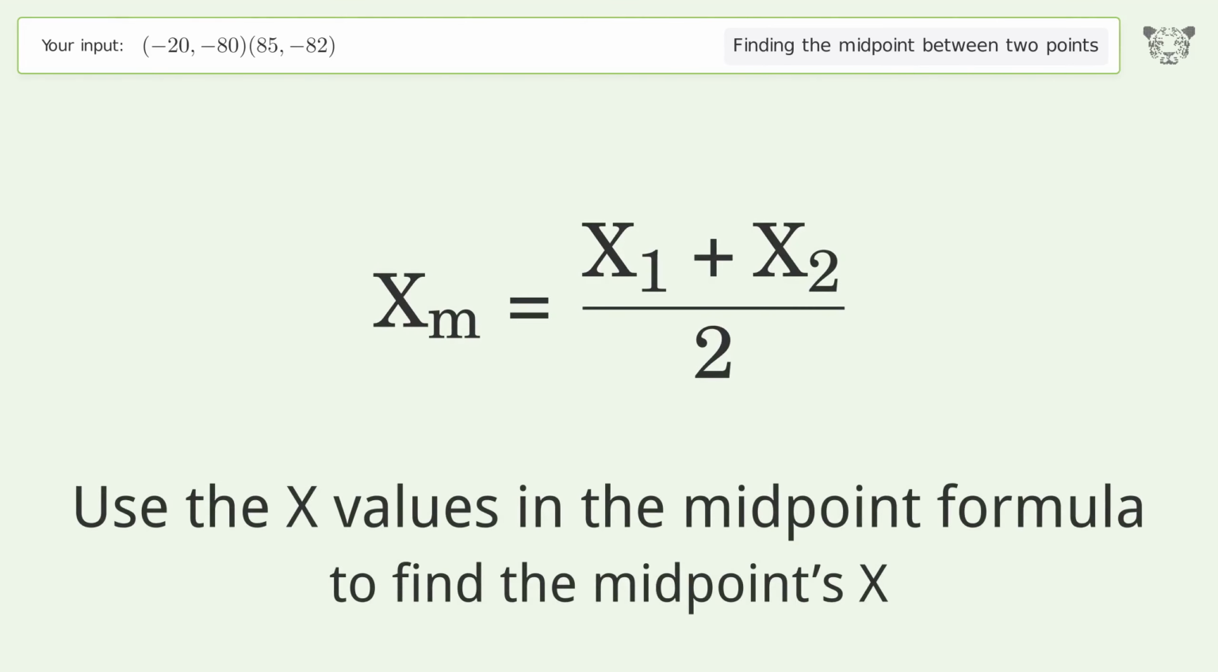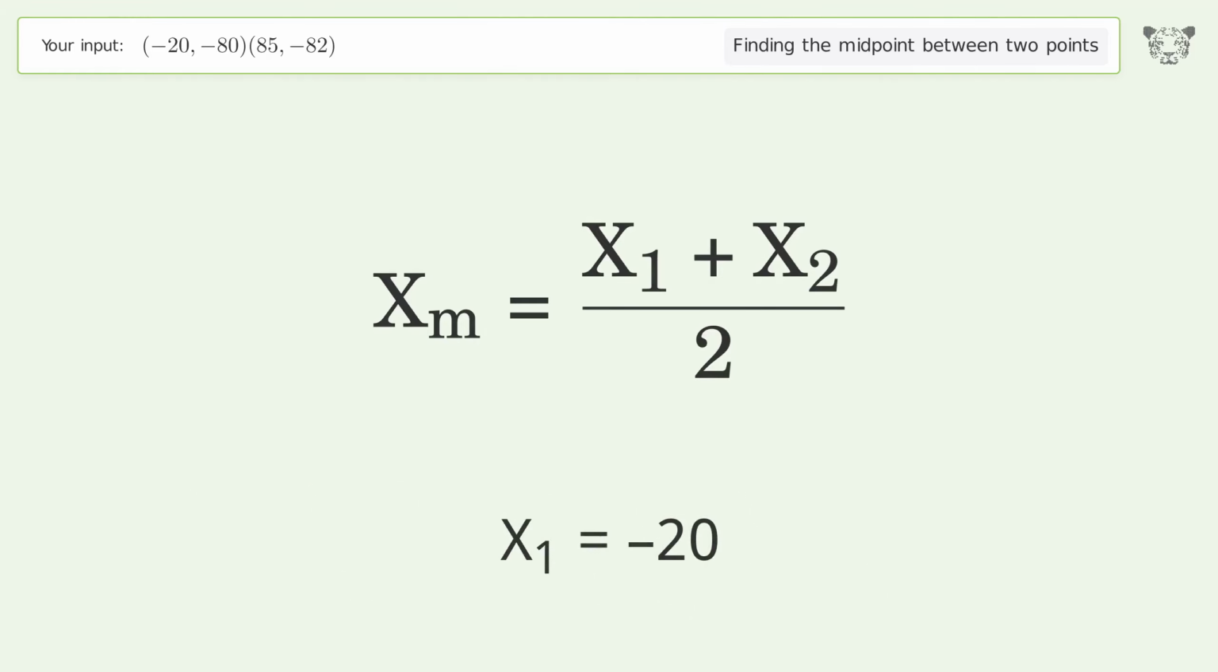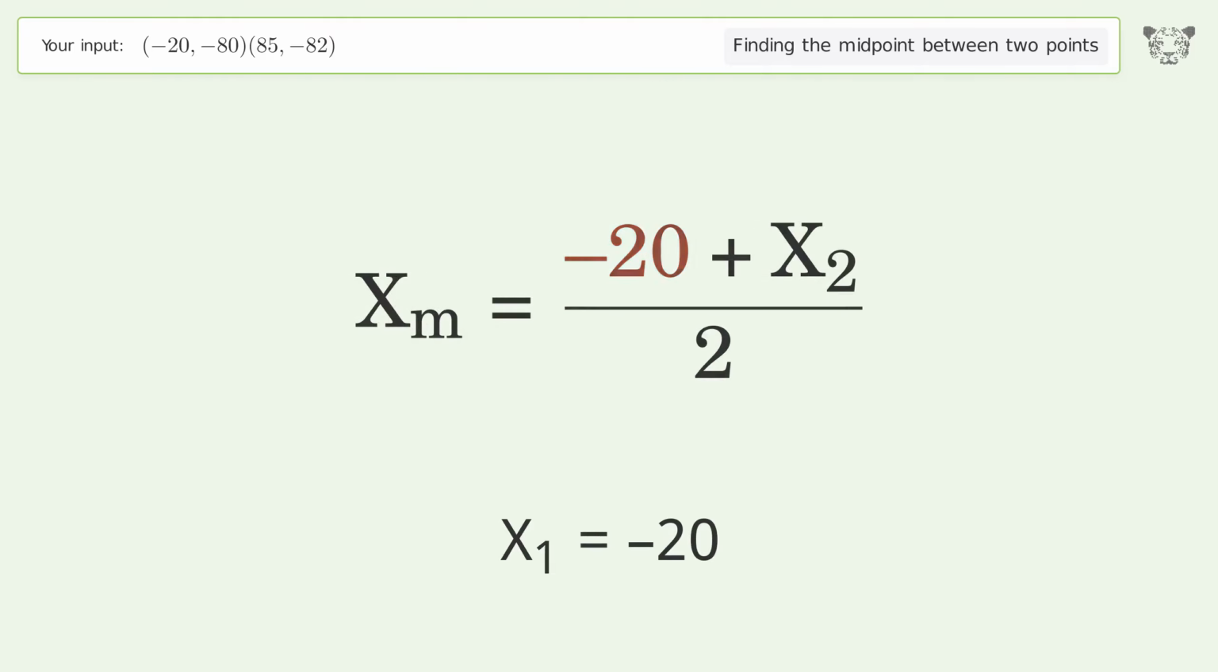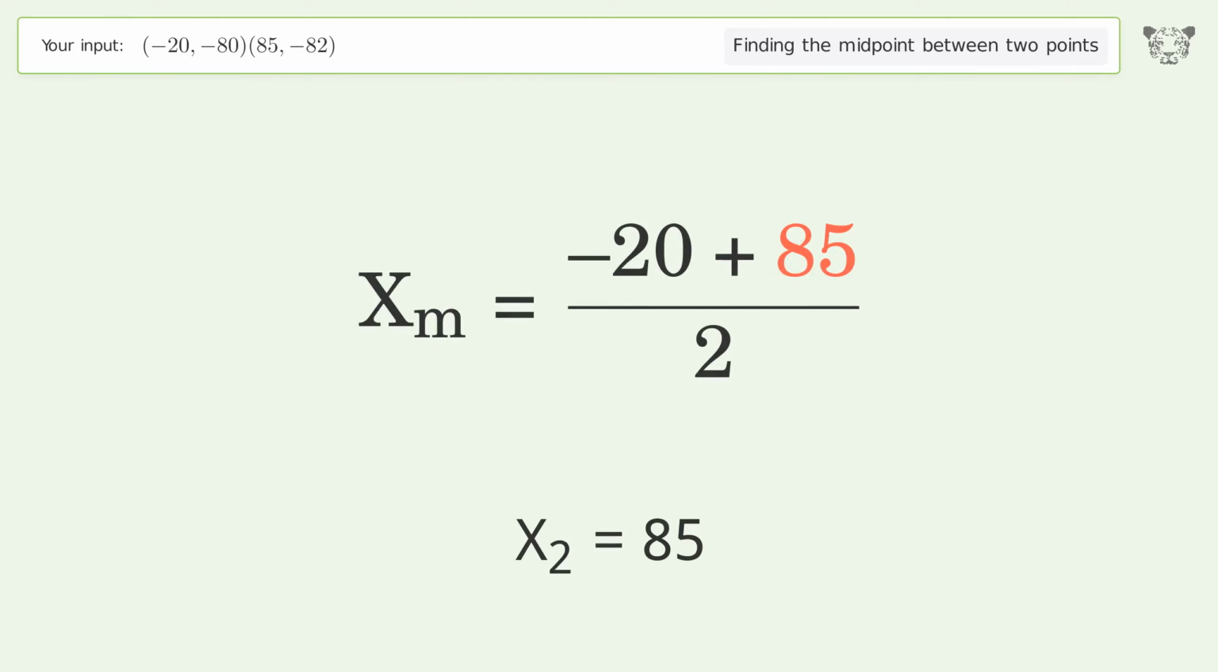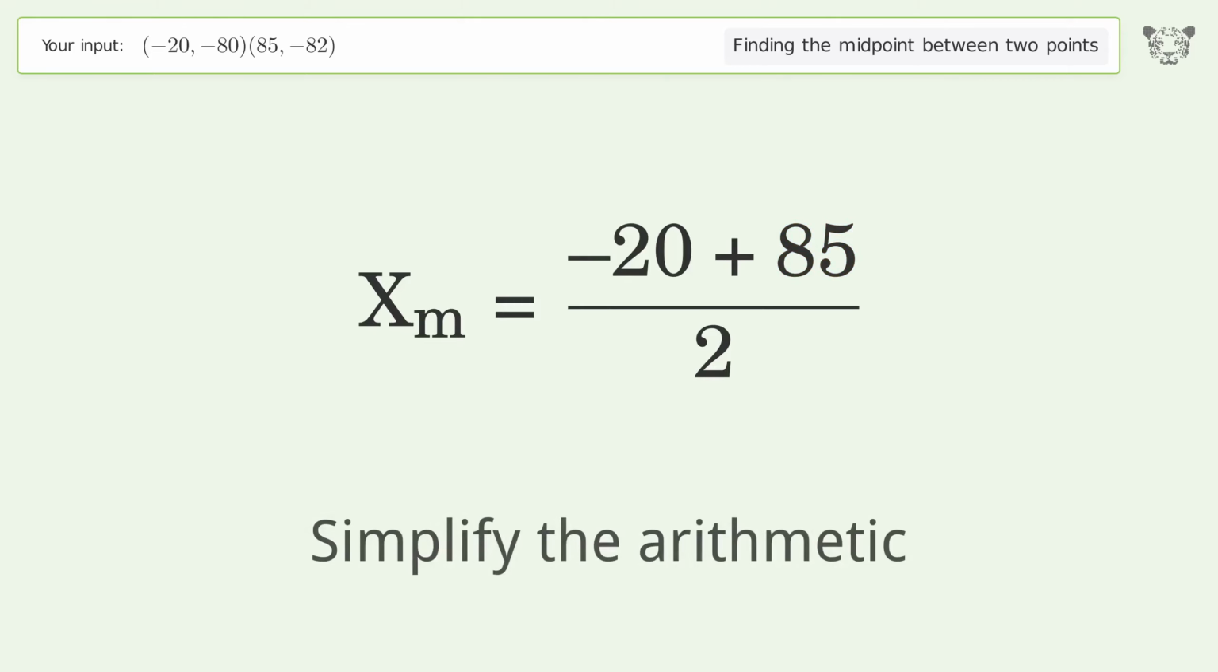Use the x values in the midpoint formula to find the midpoint's x. x1 equals negative 20. x2 equals 85. Simplify the arithmetic.